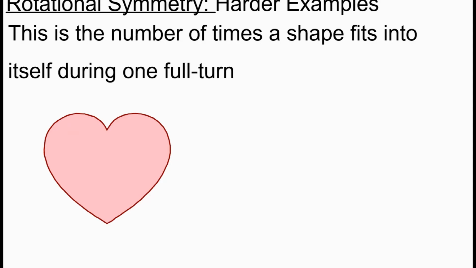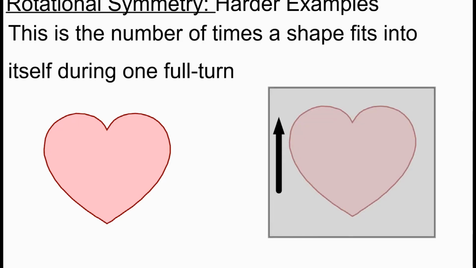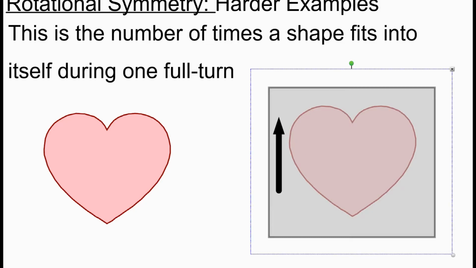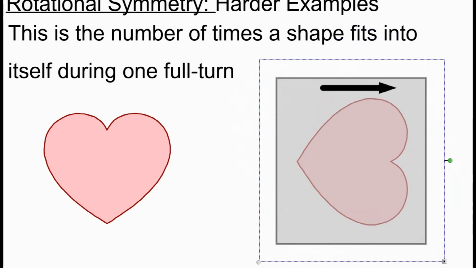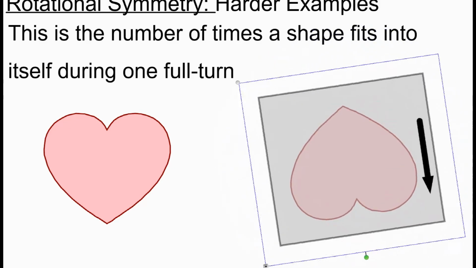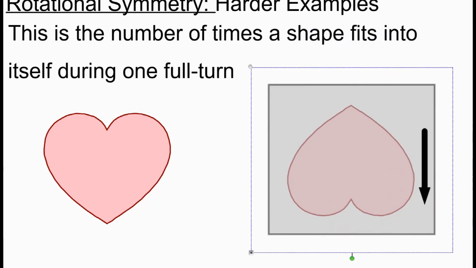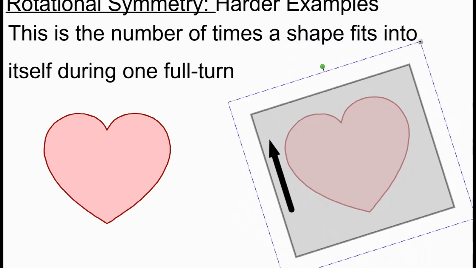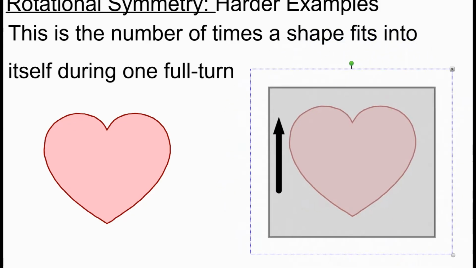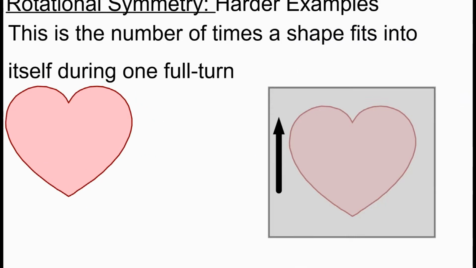Let's have a look at this example here. So let me trace the shape first. Okay, now you might be able to see straight away what this is going to be. So I go through a quarter turn, I don't see anything. Half turn doesn't fit into itself. Three-quarter turn doesn't fit into itself. And a full turn, it then does fit into itself. So we would say the rotation.